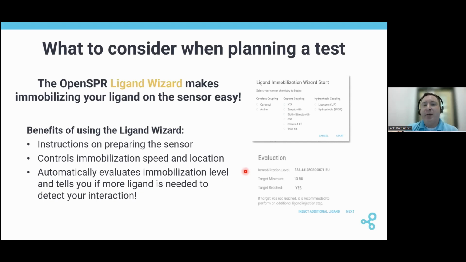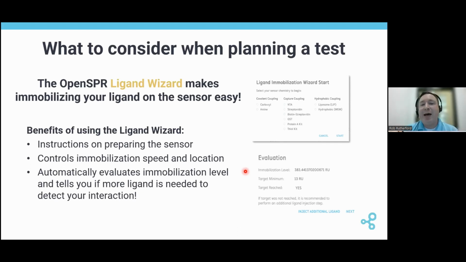One of the most common mistakes, I should say, that new users make is when they're not using the ligand wizard, they're not getting enough ligand onto the sensor. They're proceeding on to test their analytes, and there's simply not enough ligand there to visualize your binding. So you're wasting your analytes, your reagents, and you also run the risk of potentially contaminating your reference channel.